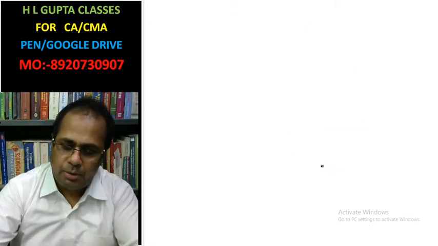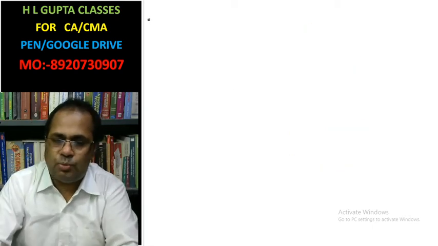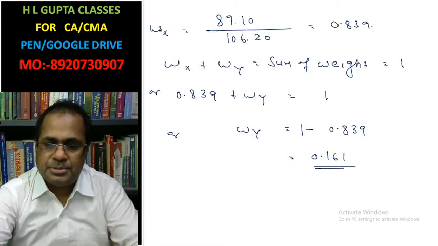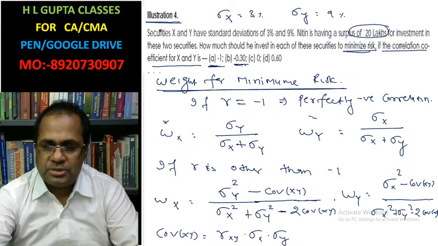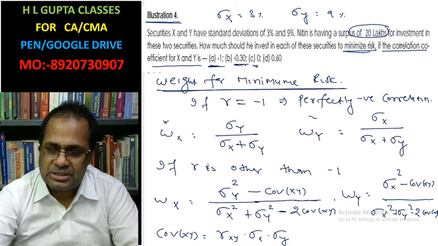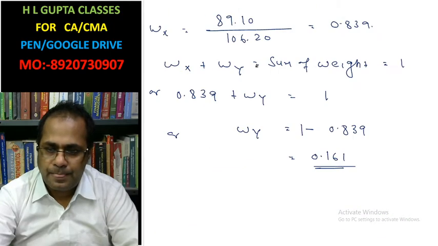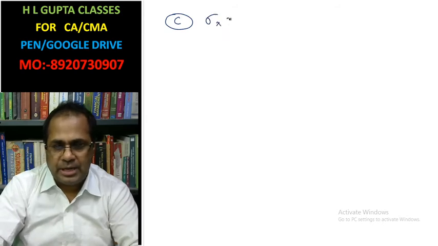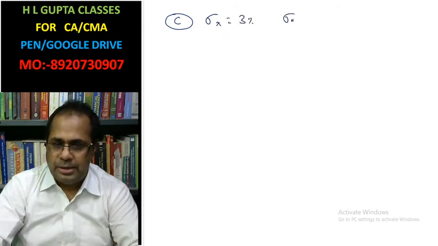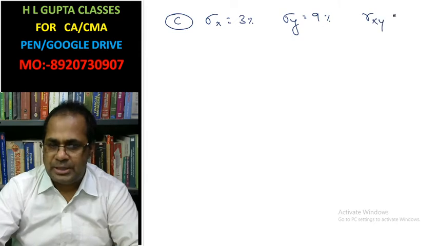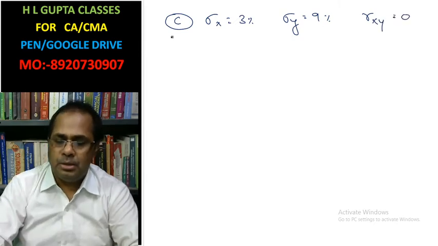Okay. Now, in the case of C, what is the C? Please look at here. In the case of C, what formula do you have? Coefficient of correlation is 0. Please try to understand it. Standard deviation x equals 3%, standard deviation y equals 9%, coefficient of correlation xy equals 0.